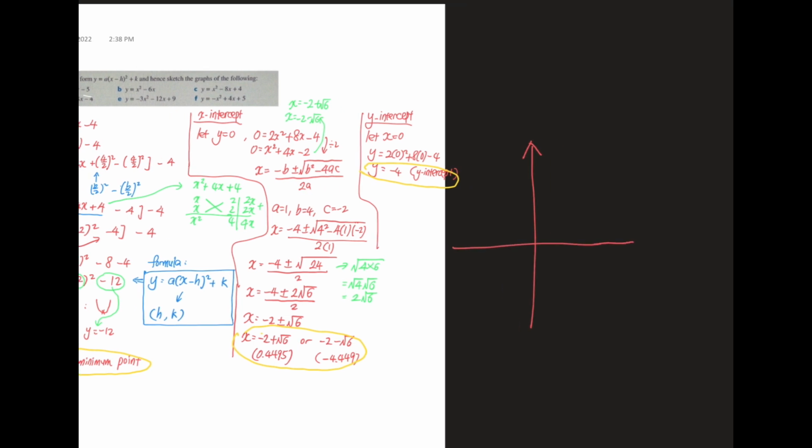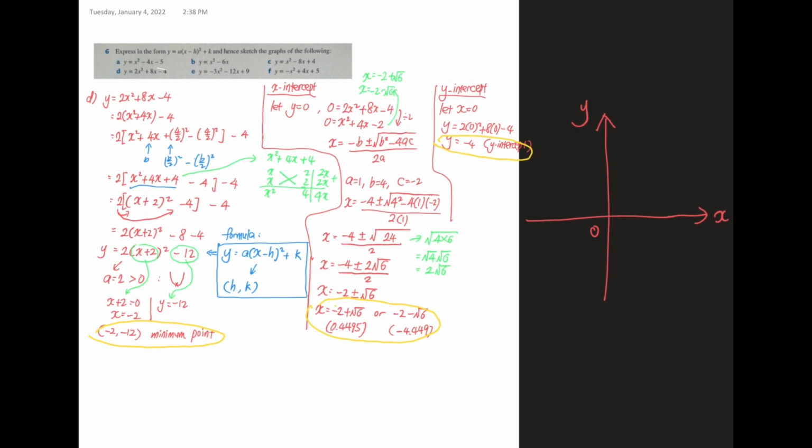Okay. So first let's put in the minimum point, minus 2, minus 12. Minus 2 is to the left, from the origin to the left. Minus 12 is going down. So the minimum point is somewhere here, minus 2, minus 12.